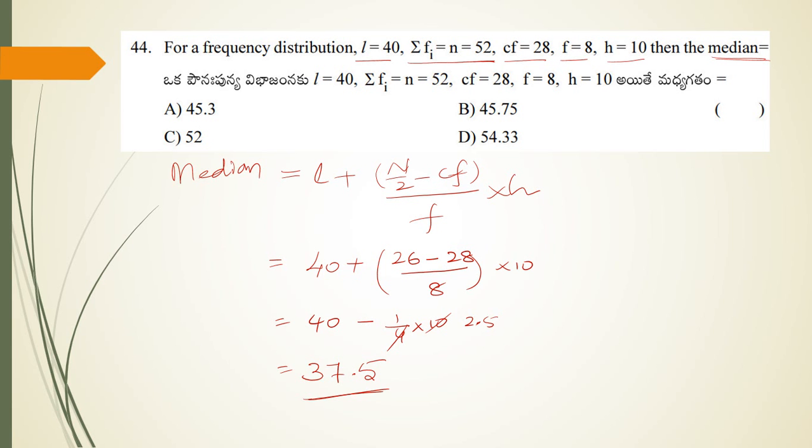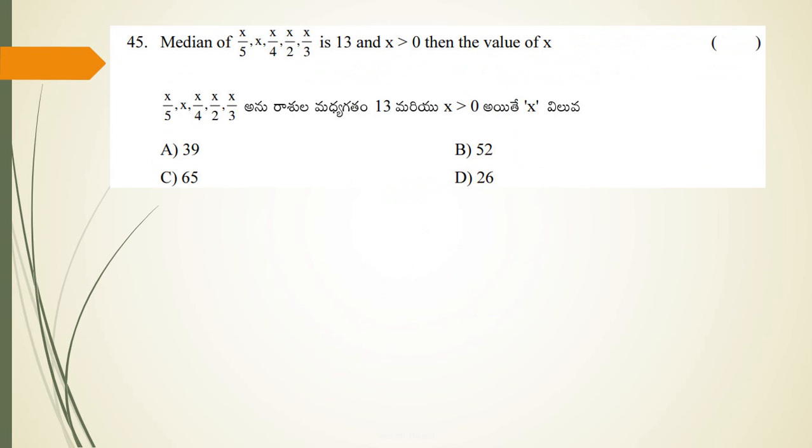Okay, next, moving on to the next question. The median of x by 5, x by 4, x by 2, x by 3 is 13 and x is greater than 0, then the value of x is. If you observe all the values here, while finding the median of ungrouped data, first of all we need to arrange them in ascending order or descending order, right?